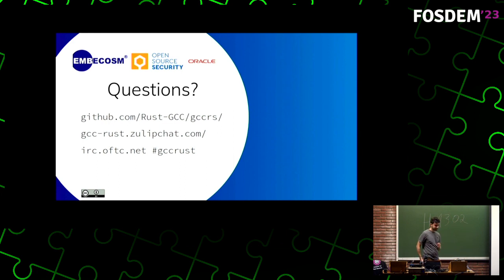Thanks for the talk. I was wondering about your cargo re-implementation. Wouldn't it be easier to have command line compatibility with rustc and then plug that thing into cargo to tell cargo, don't use rustc, use GCC Rust? So it's not a cargo re-implementation, it's a cargo subcommand. So it's the same as cargo fmt, for example.